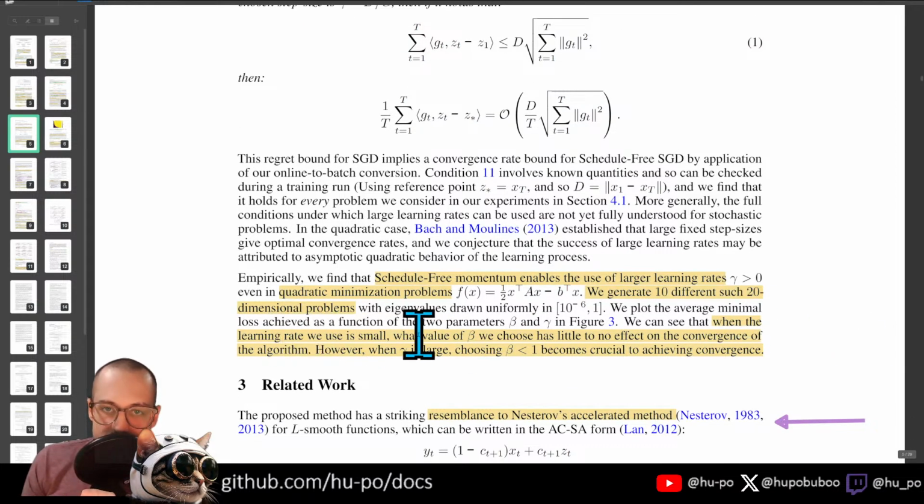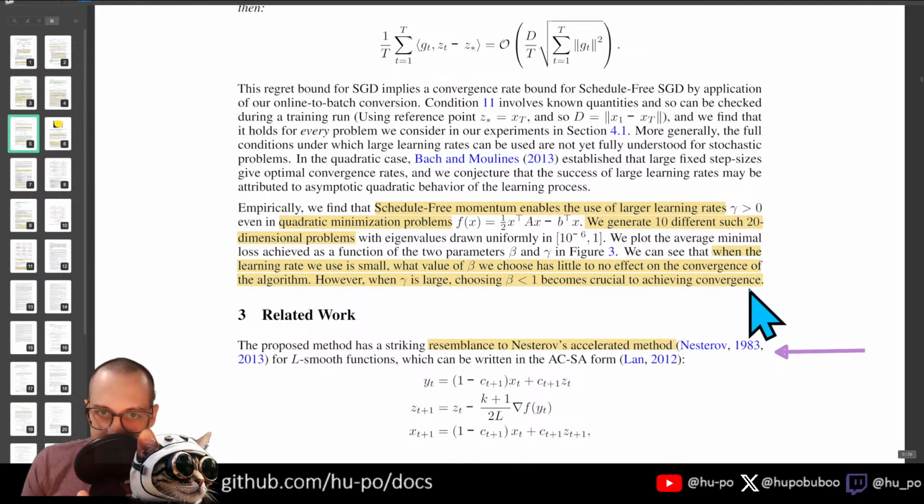We find that when the learning rate is small, the value of beta we choose has little to no effect on the convergence of the algorithm. However, when the learning rate is large, choosing beta less than 1 becomes crucial to achieving convergence. So, no theory there. That's just another empirical alchemical finding that, hey, actually, for large learning rates, you pick small betas, and it leads to better results, which is basically how we got to this point in the optimization theory literature, where everything is just kind of arbitrary. You have all these hyperparameters everywhere that are kind of all experimentally picked.